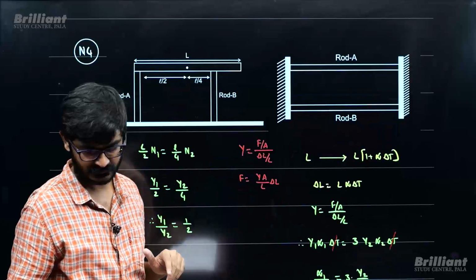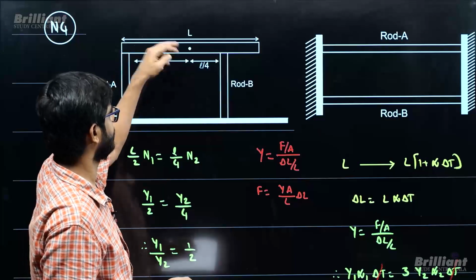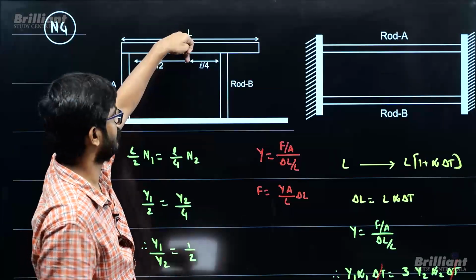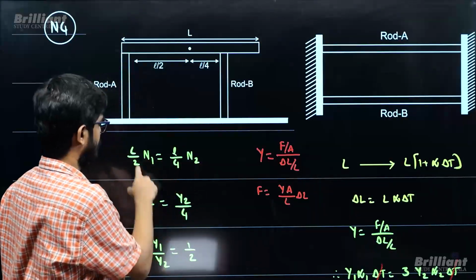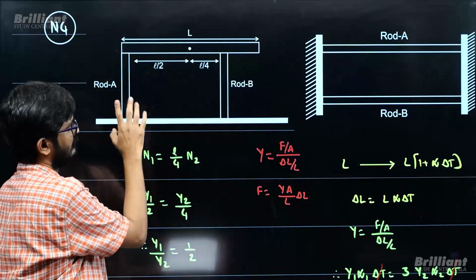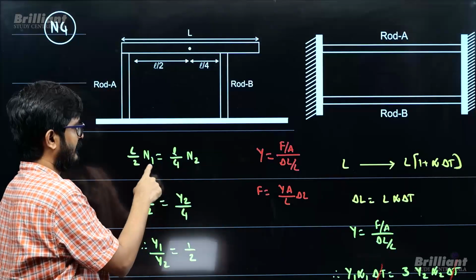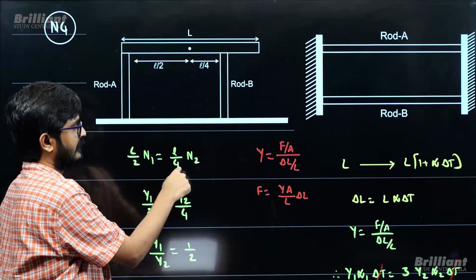So I will be checking why it is in equilibrium. Net torque must be 0, so this distance into this force equals this distance into this force. Yeah, both L's are small L's, you can take small L, capital L. Now from there I will be getting N1 by 2 equals N2 by 4.